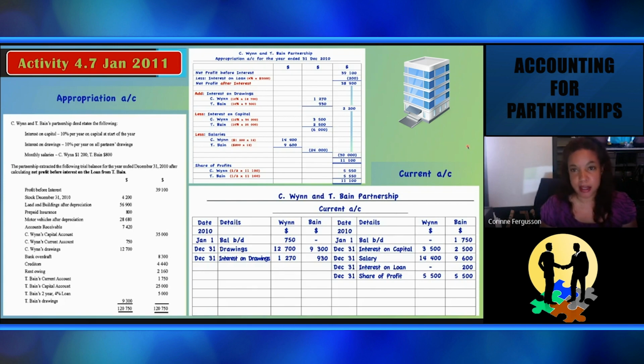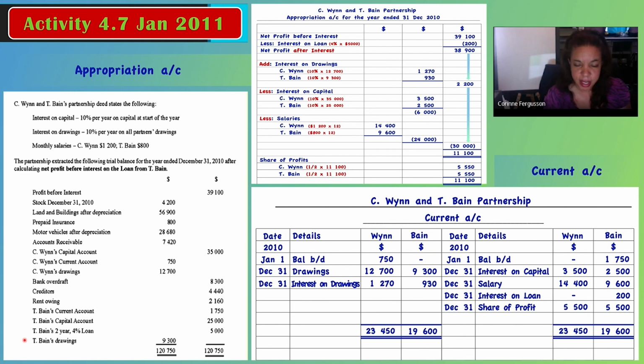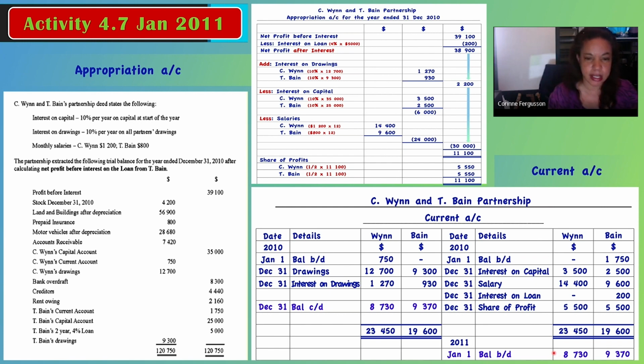Now we're going to balance, and everybody knows how to balance. So decide where the most is, and you just put the same figures on the other side, and then you find your missing figures, which would mean this should be your answer. And of course, you will go to 2011 and bring down those balances. And that is it for your current account.